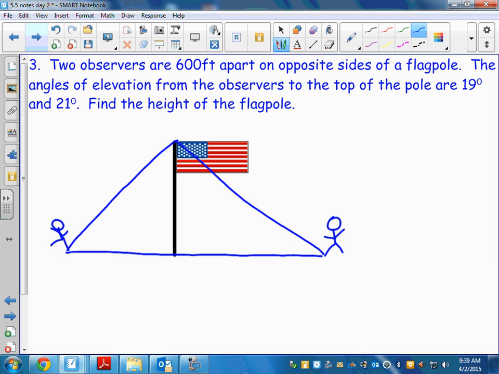See how I can make a triangle out of this? Angle of elevation comes from the bottom up. It doesn't really matter which one you call which angle. I'm just going to call this one 19 degrees and this one 21 degrees, even though that looks like they should be switched, but whatever.